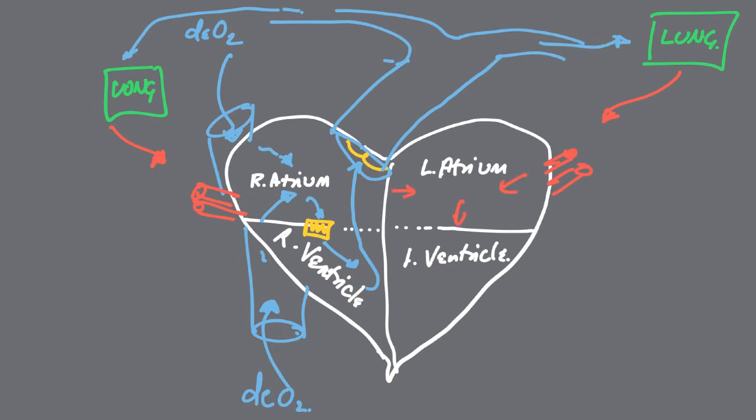From there, the blood passes through the bicuspid valve and enters the left ventricle, from where it is pumped into the aorta. The aorta takes the oxygenated blood to all parts of the body.